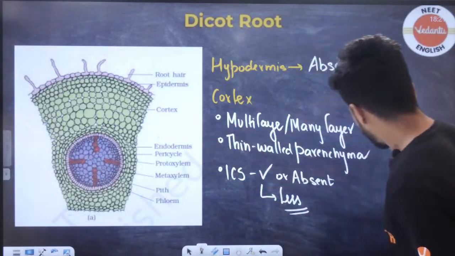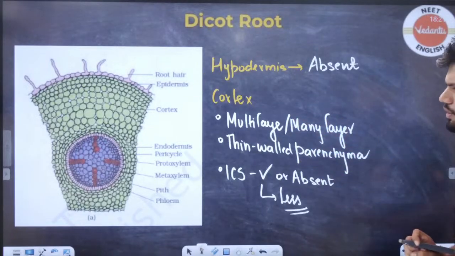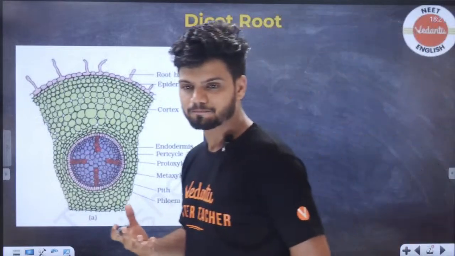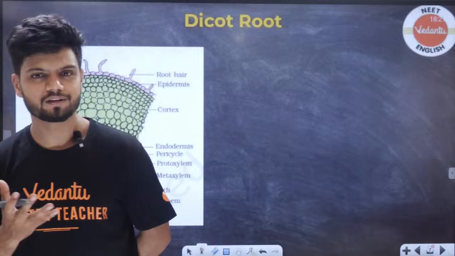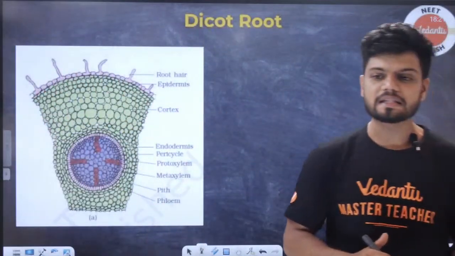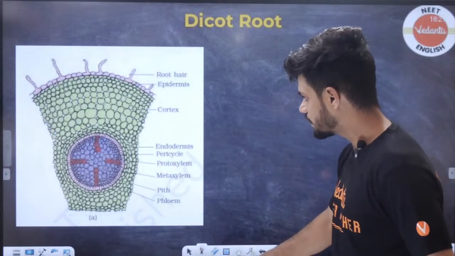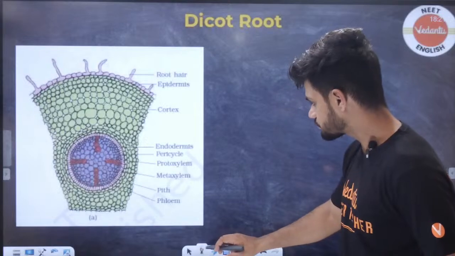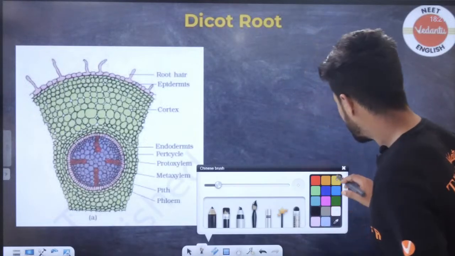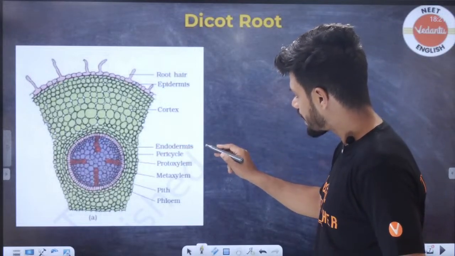Done. So epidermis, all the following points, and cortex are the points which you need to write down. Now students, the innermost layer of cortex. Look at the diagram and tell me which is called the innermost layer of the cortex. The next layer, the pink color one. The innermost layer of cortex is called your endodermis.